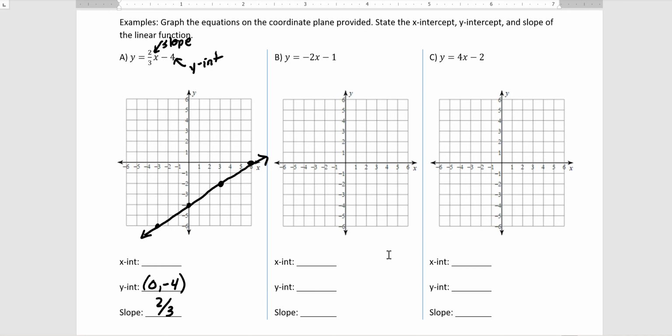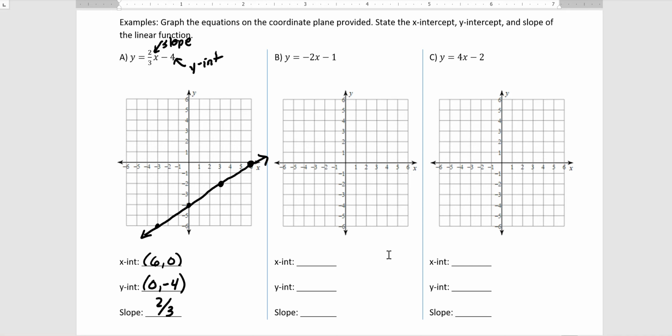Now, do I need to use algebra to find my x-intercept for this one? No, I don't, because I can see my x-intercept is this point right here. That coordinate point would be (6, 0). Fantastic. Looking at letter B, y equals negative 2x minus 1.